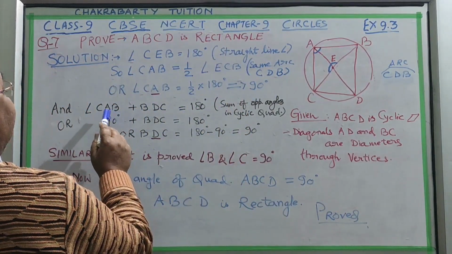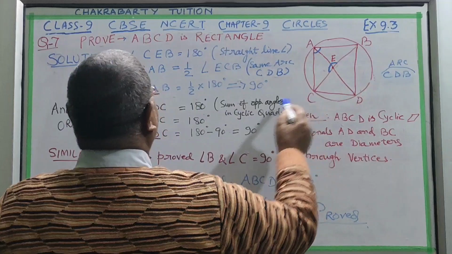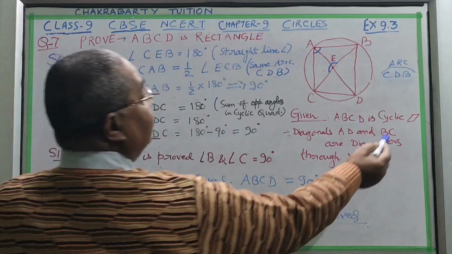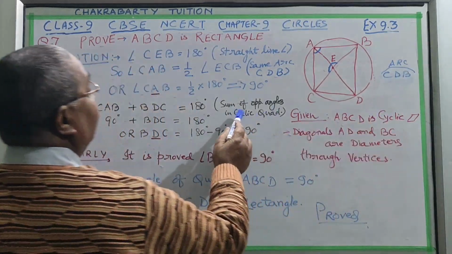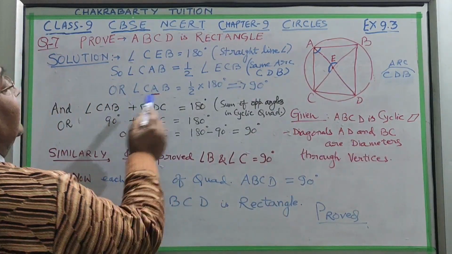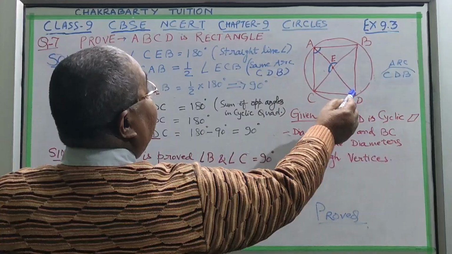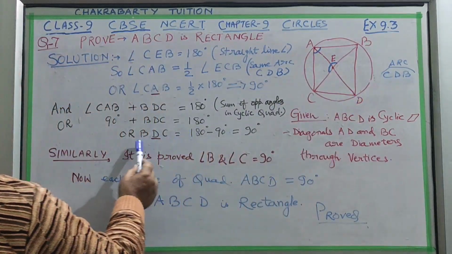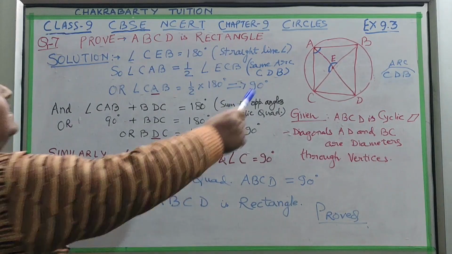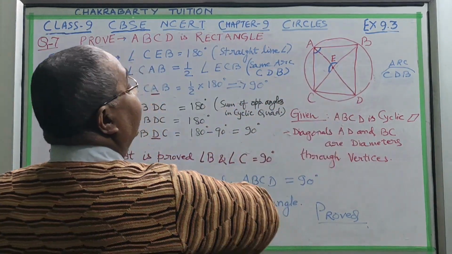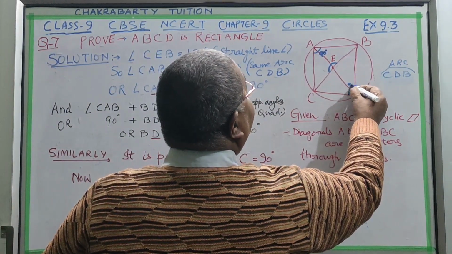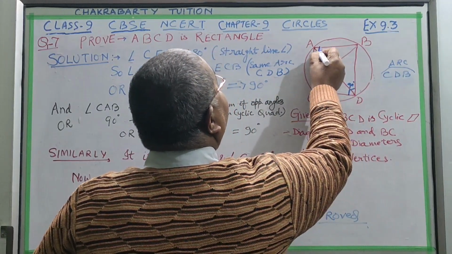Okay. Now, this angle and this angle, BDC, the total should come to 180 degrees because it is given it is a cyclic quadrilateral. So the sum of opposite angles in a cyclic quadrilateral is always 180 degrees. So if CAB is 90 degrees, from 180 we will reduce it. Okay, so angle BDC will come how much? It will be 90 degrees. So this angle is also 90 degrees. We have proved that this is 90 degrees, and this also we have proved as 90 degrees.